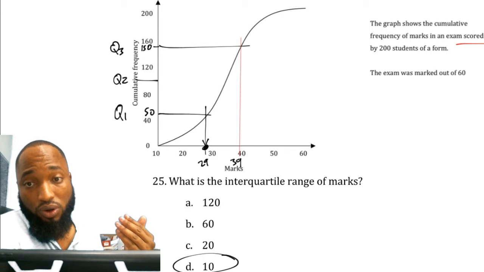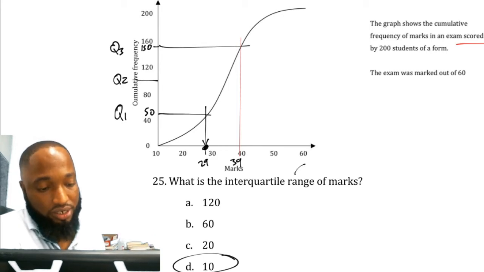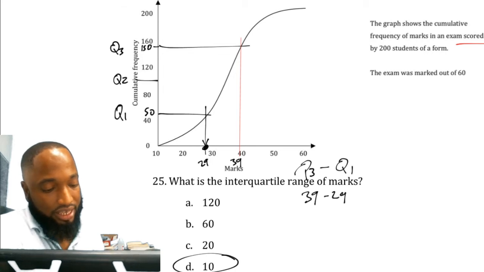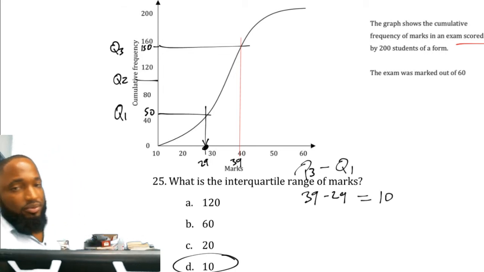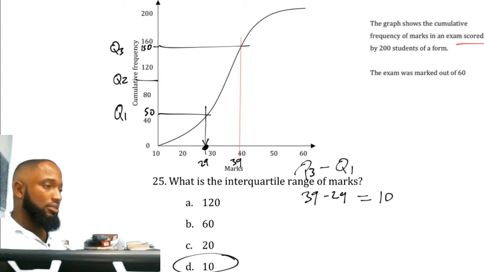So the interquartile range is Q3 minus Q1. 39 minus 29 equals 10. There's an interquartile range of 10 between the marks.